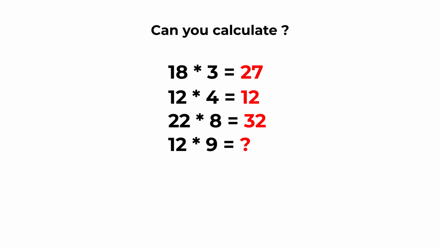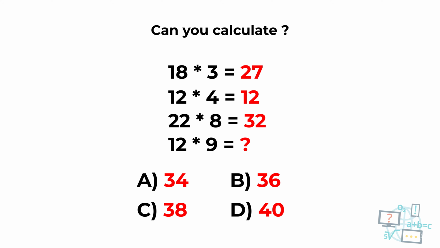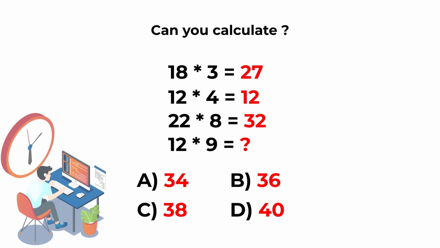You have 4 different choices. Choice A, 34. Choice B, 36. Choice C, 38, and choice D, 40. Do you see the answer? Give yourself a little bit of time because the answer may not be obvious.